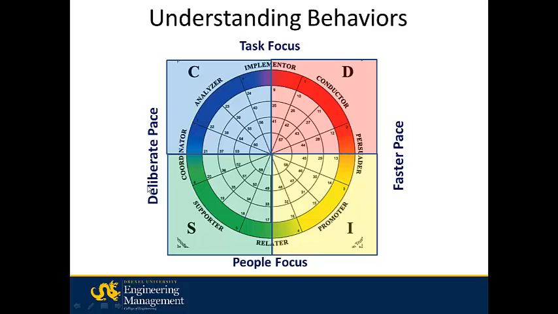Now, if I want to look at a specific style, let's take the D for example. What that individual will be is they will be task focused and like to work at a faster pace. Conversely, someone that is an I style also likes to work at the faster pace. However, their focus, things that are important to them, that helps them make decisions, are more of a people focus than a task focus.